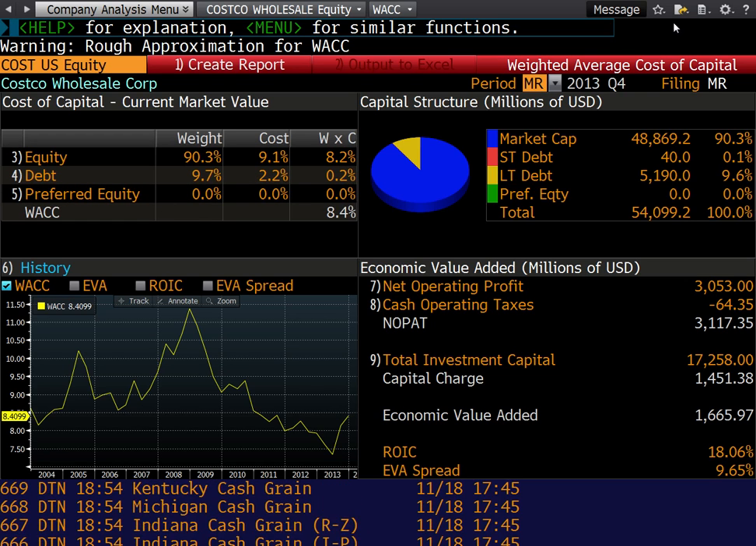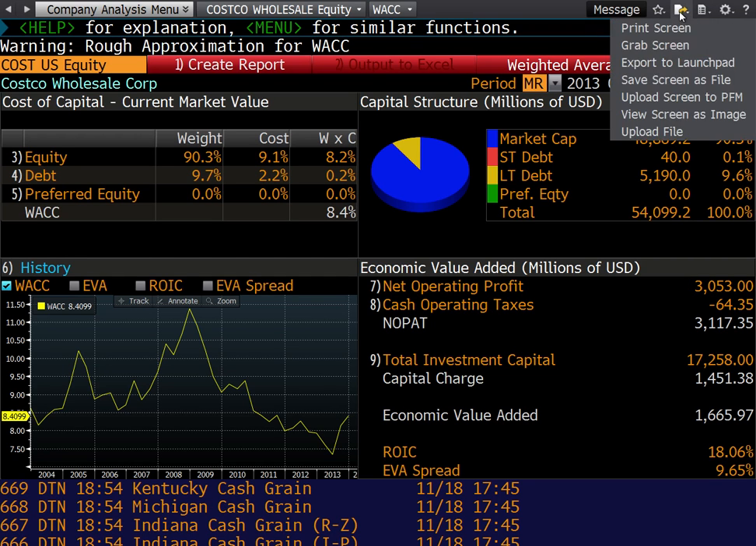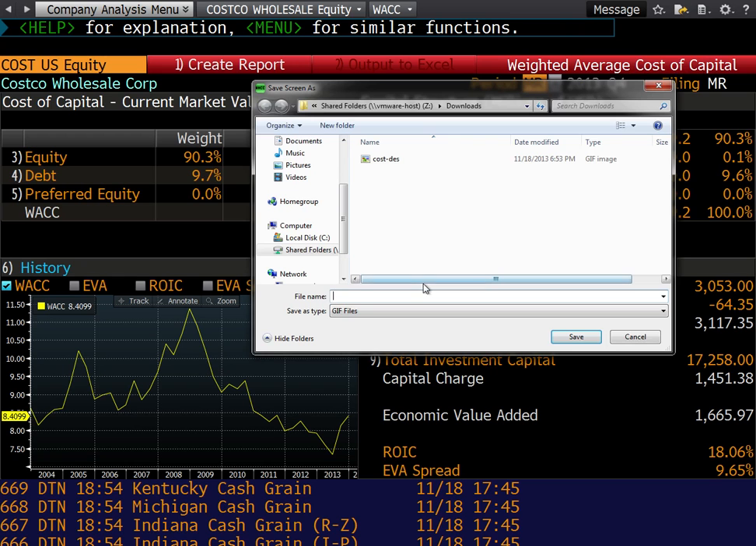So again, file, save screen as file, Costco WACC.